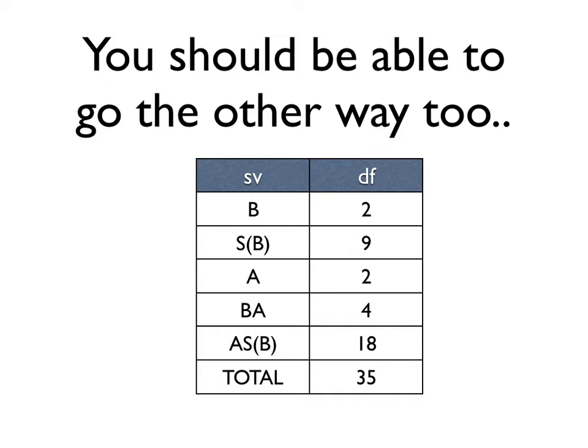And this question is like, here's the source of variation degrees of freedom table, how do you get the design? Okay? So let's go through it. What's our between subject variable? What do we have? What's a between subject variable? What do we even have?